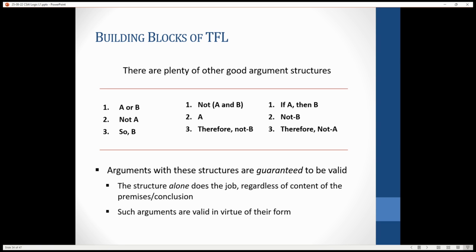Sorry. You can have other causes as well. Bingo, right? There might be other ways to get to B. If the match lights, then there's oxygen present. The match didn't light. That doesn't mean there ain't no oxygen around. Maybe I just didn't strike it. Again, this is bad reasoning, but that's not what's in that structure.